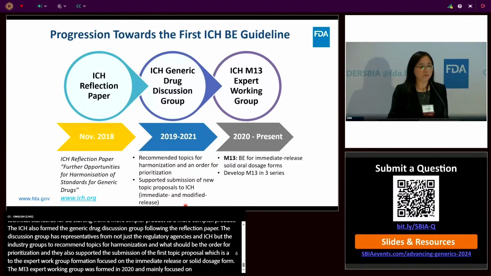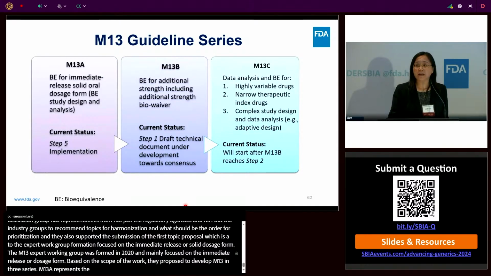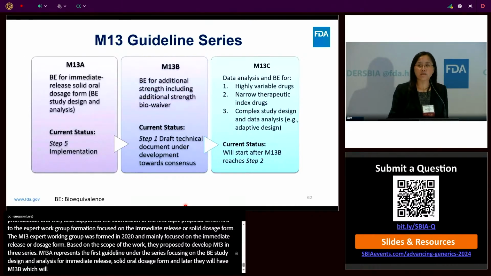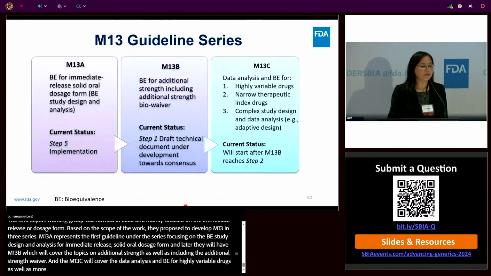And based on the scope of the work, the EWG proposed to develop M13 in 3 series. So M13A really represents the first guideline under this series, focusing on the BE study design and analysis for immediate release solid oral dosage forms. And later there will be M13B, second in the series, which will cover the topics on additional strengths, including the additional strength waiver. And the M13C will cover the data analysis and BE for highly variable drugs, narrow therapeutic index drugs, as well as some more complex study designs and data analysis, including adaptive design.